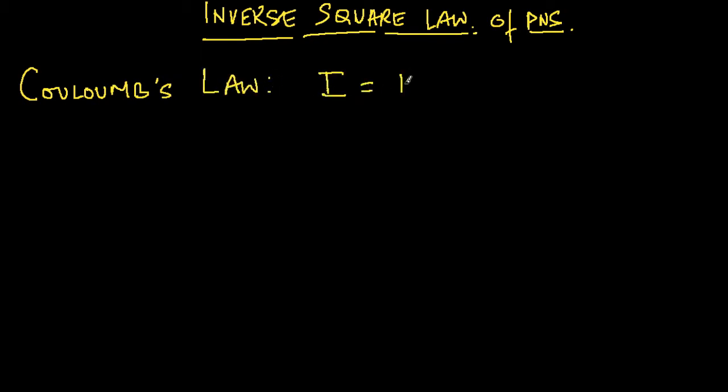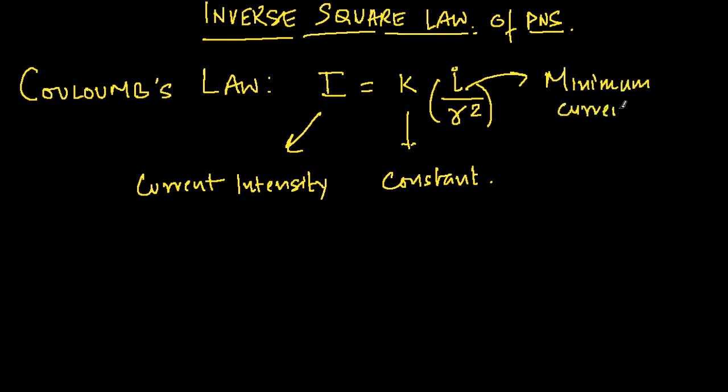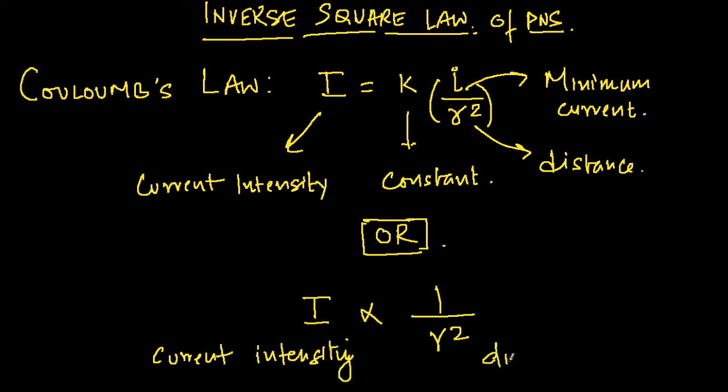This law was proposed by Coulomb, and what he stated was that I is equal to K times i, divided by R squared. Capital I represents the current intensity at a given membrane or at a given point, K represents a constant, small i represents the minimum current required to stimulate a tissue like a nerve, and R represents the distance. Simply put, the current intensity is inversely proportional to the square of the distance between a stimulating electrode and a given point.